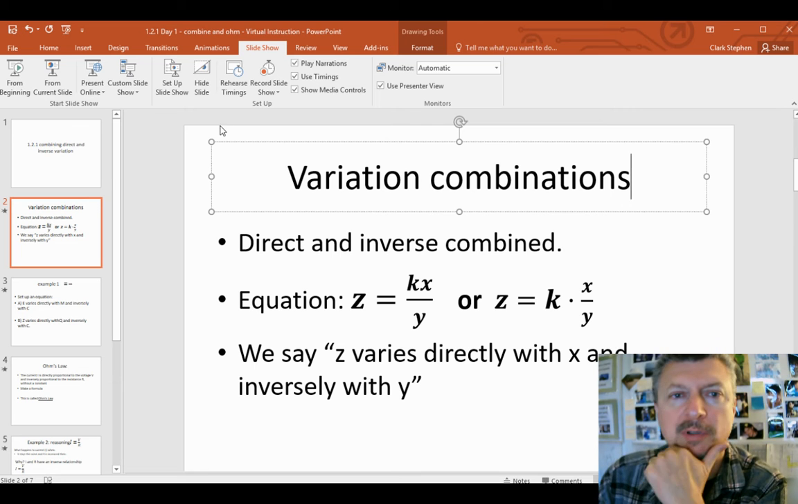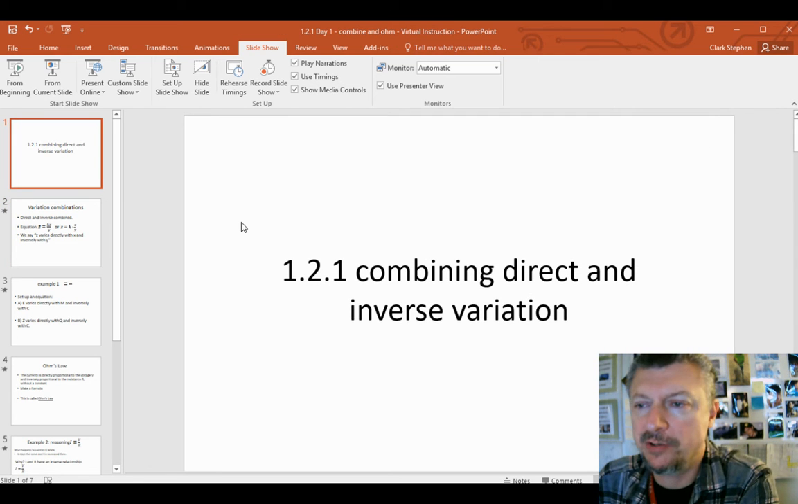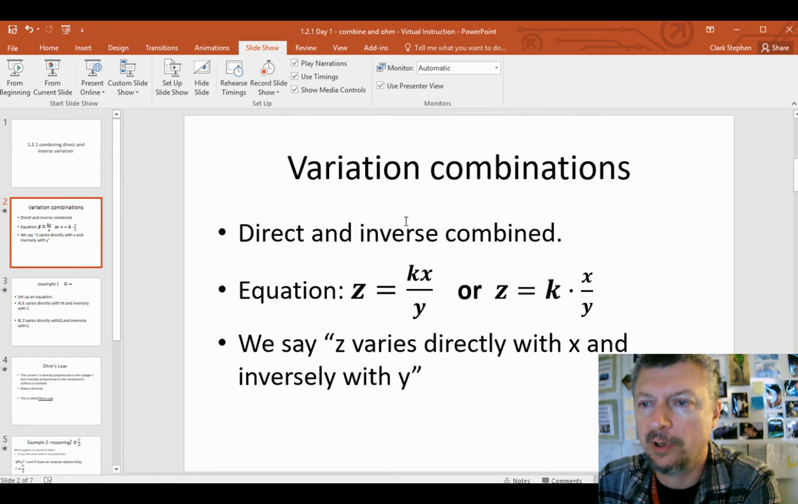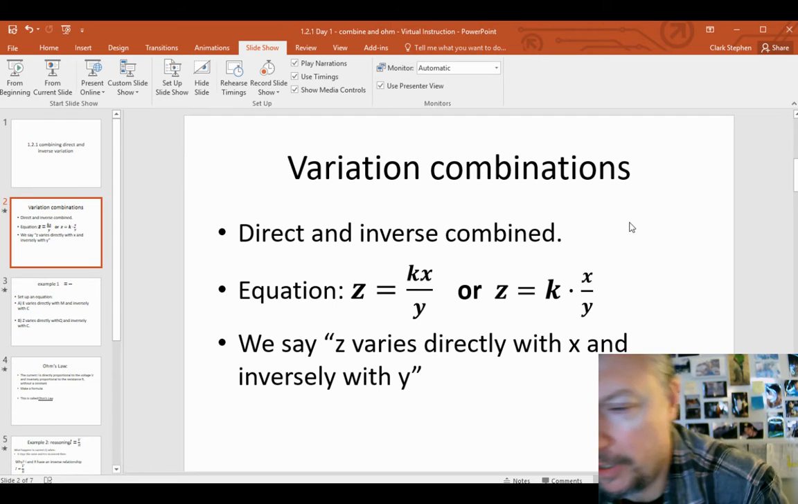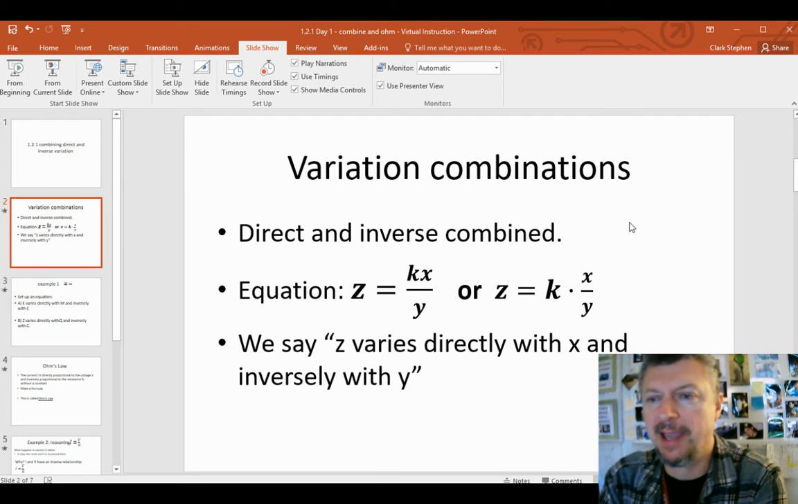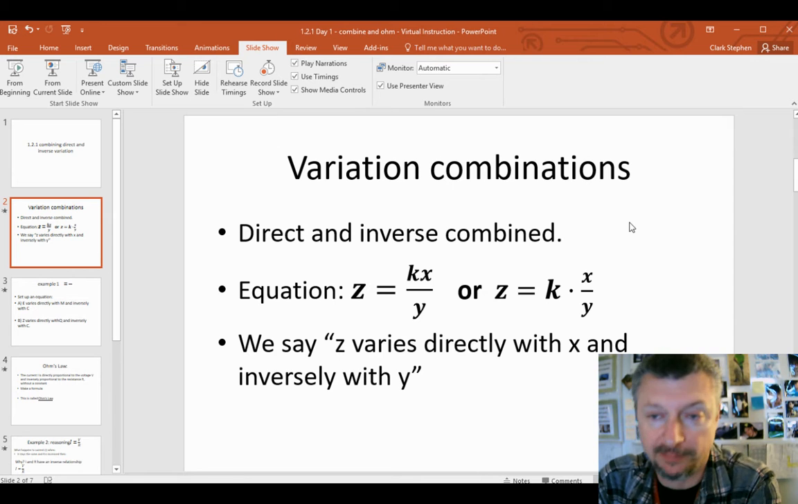Hello there. Today we're going to go over combining direct and inverse variation. First thing are variation combinations. On this equation, you have direct and inverse combined. Your equation is z equals kx over y.